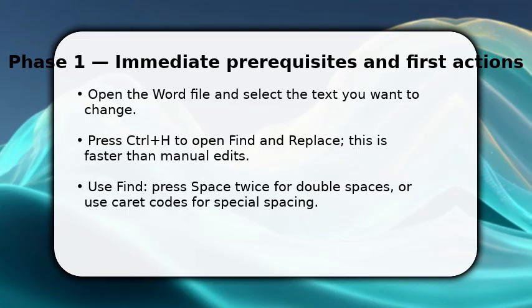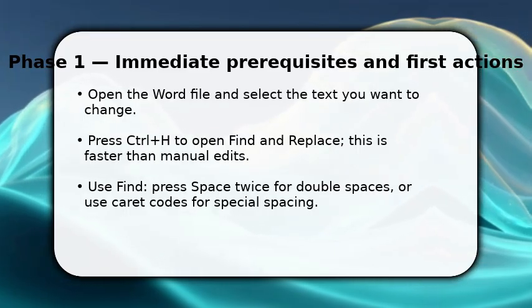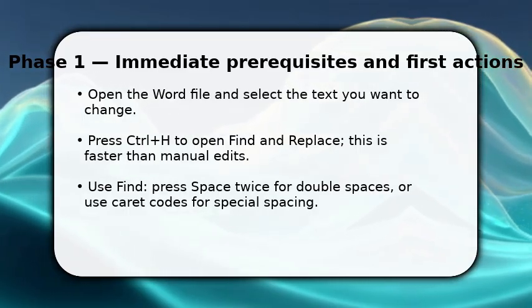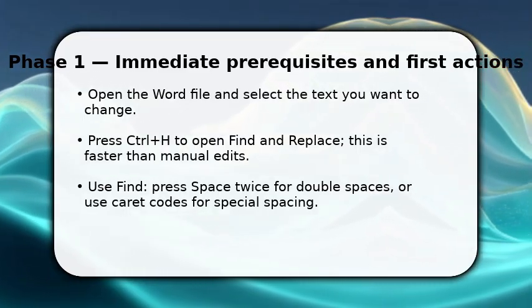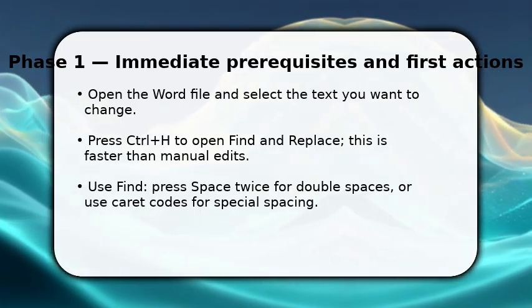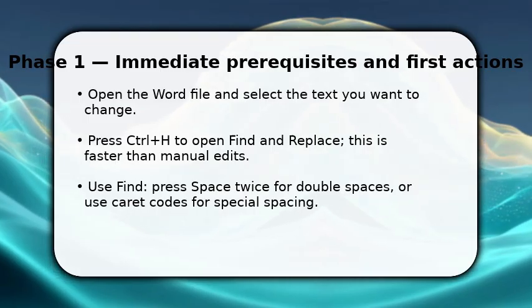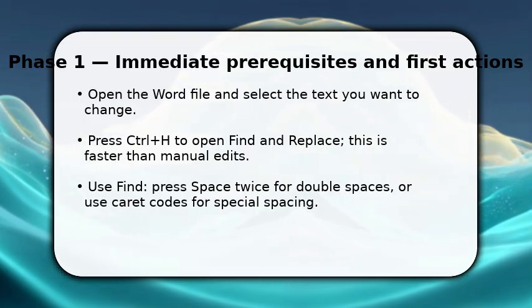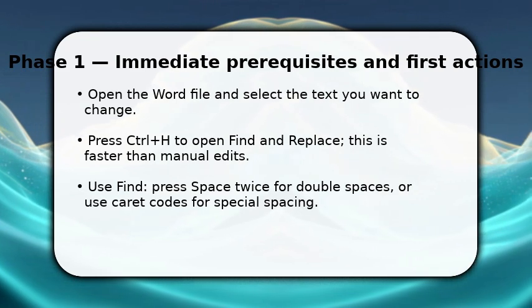Once the dialog appears, click in Find What and type 2 spaces to target double spaces, or use ^p for paragraph marks when removing breaks. Make sure to leave Replace with empty if you want no space, or type a single space to normalize spacing. This first step sets up the automated replacement.